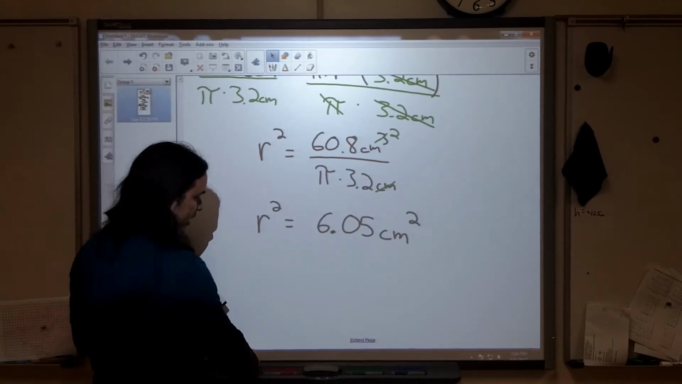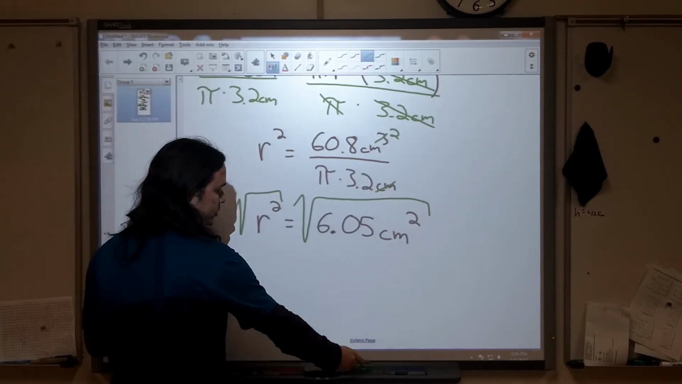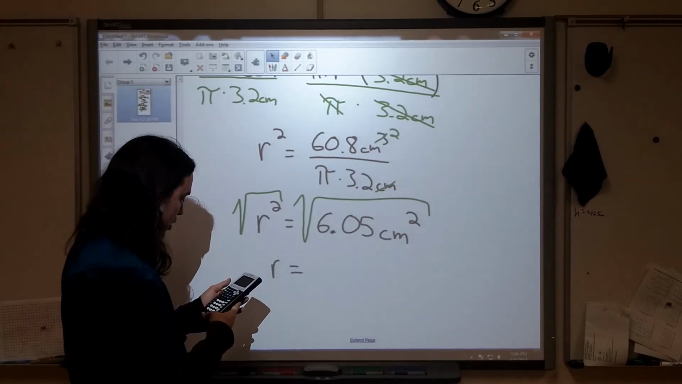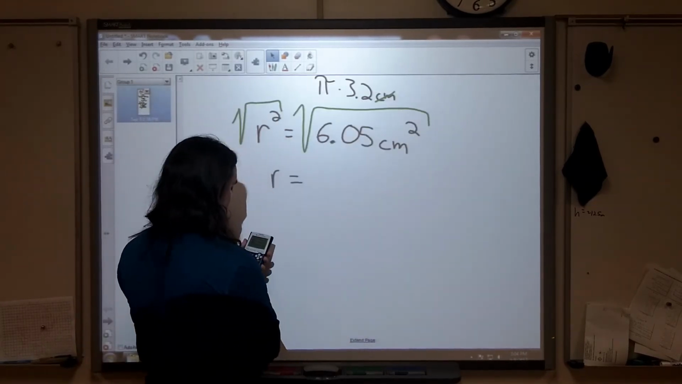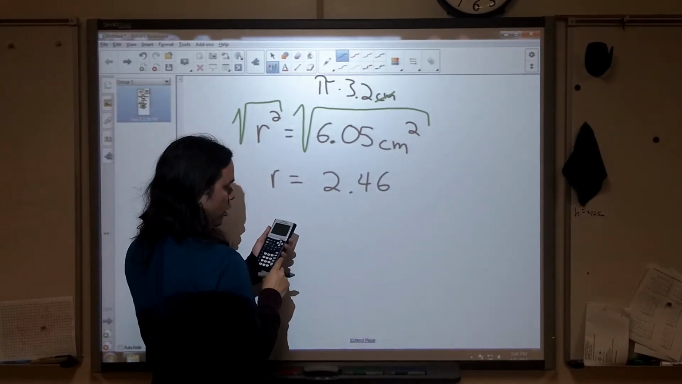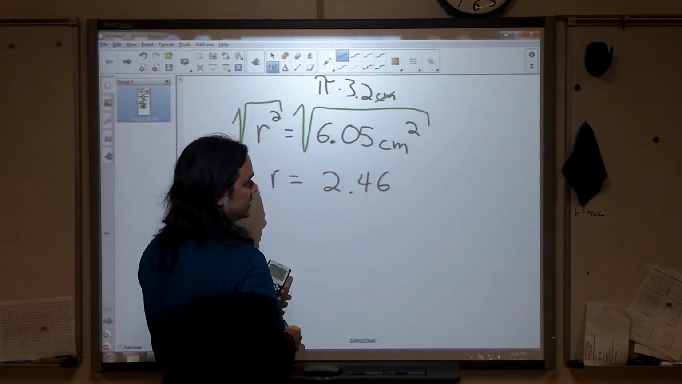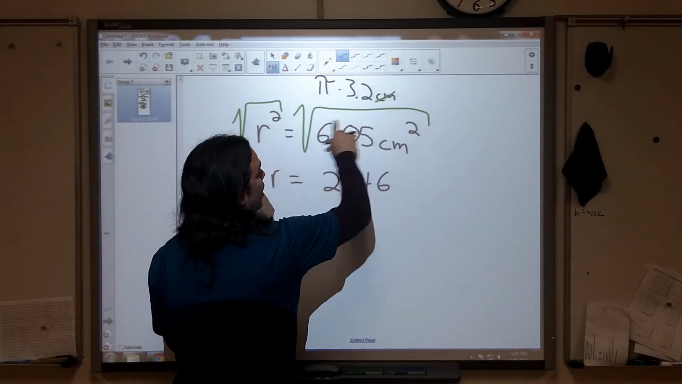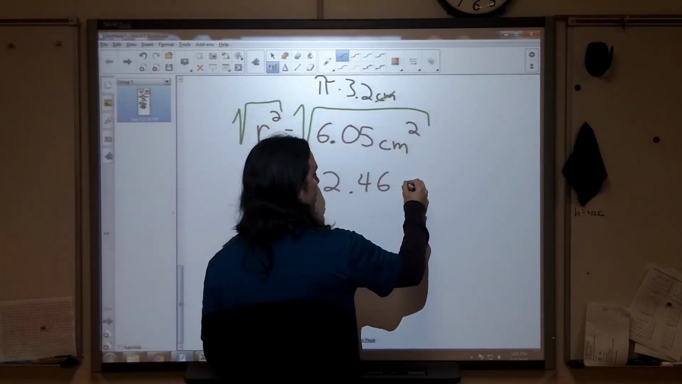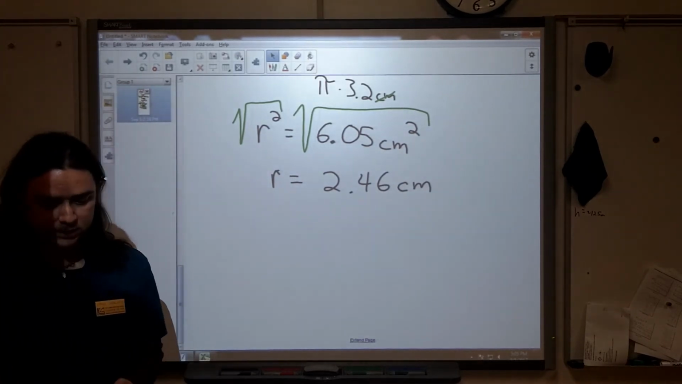Now I want r, so my last step is, I don't want r squared, I need to get rid of that squared, so I'm going to take the square root. This leaves me with r equals the square root of 6.05, and my calculator is telling me that that should come up to 2.459. If I round that to three significant figures, I get 2.46. And I had centimeters squared, but I took a square root. Whatever I do happens to the units as well. This becomes centimeters. The radius of the rod should be 2.46 centimeters.